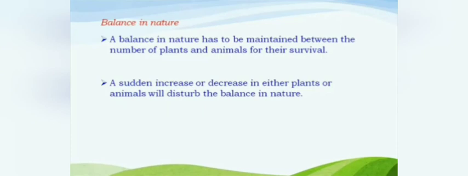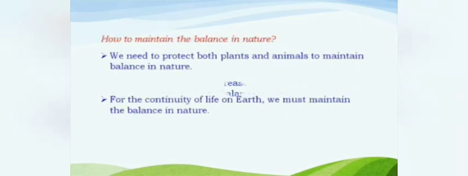Balance in nature. A balance in nature has to be maintained between the number of plants and animals for their survival. A sudden increase or decrease in either plants or animals will disturb the balance in nature. How to maintain the balance in nature? We need to protect both plants and animals to maintain balance in nature. For the continuity of life on earth, we must maintain the balance in nature.